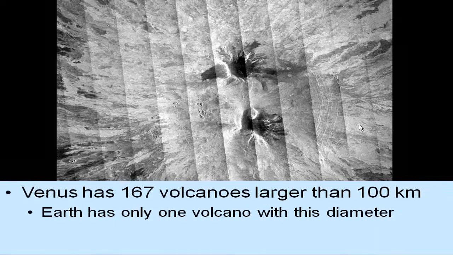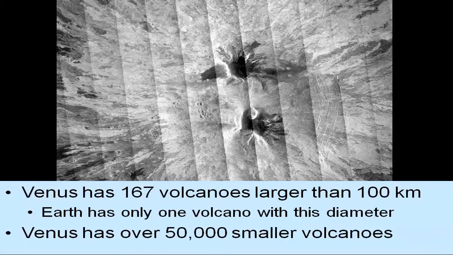In fact, Venus has 167 volcanoes larger than 100 kilometers in diameter. Sapas Mons is probably the largest. The largest volcano in the solar system is actually on Mars, but Venus has 167 volcanoes almost that size, among the largest in the solar system. Earth, in comparison, only has one volcano with a diameter of 100 kilometers. And Venus has over 50,000 smaller volcanoes, so it's a very volcanic world.